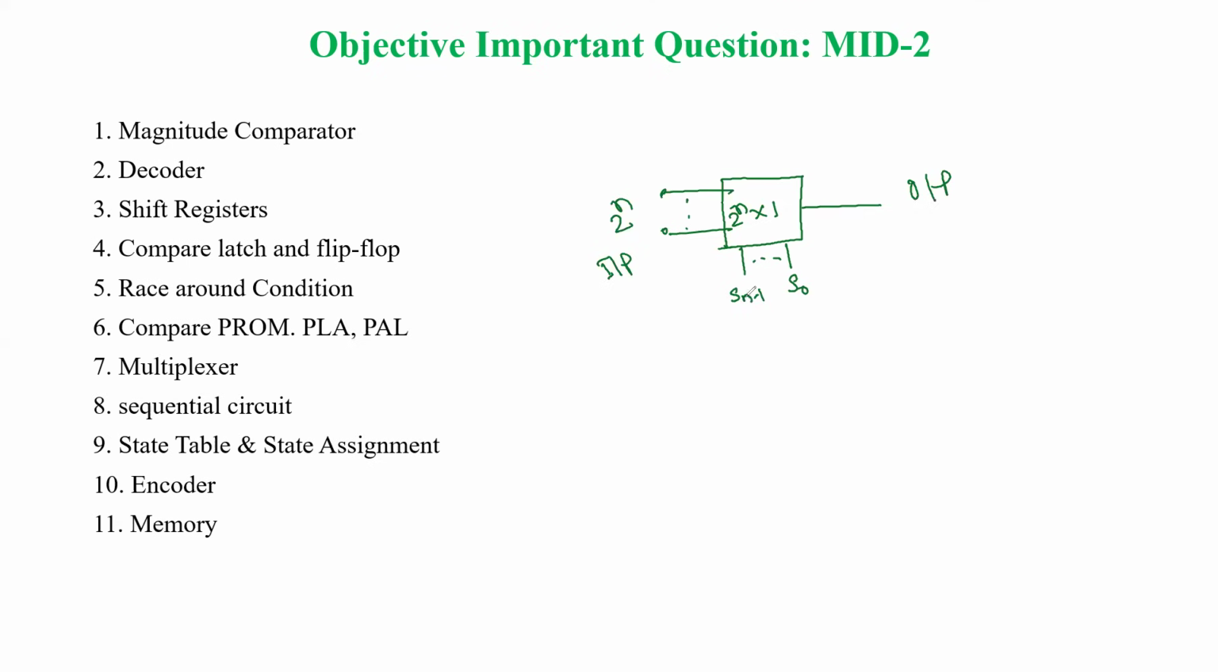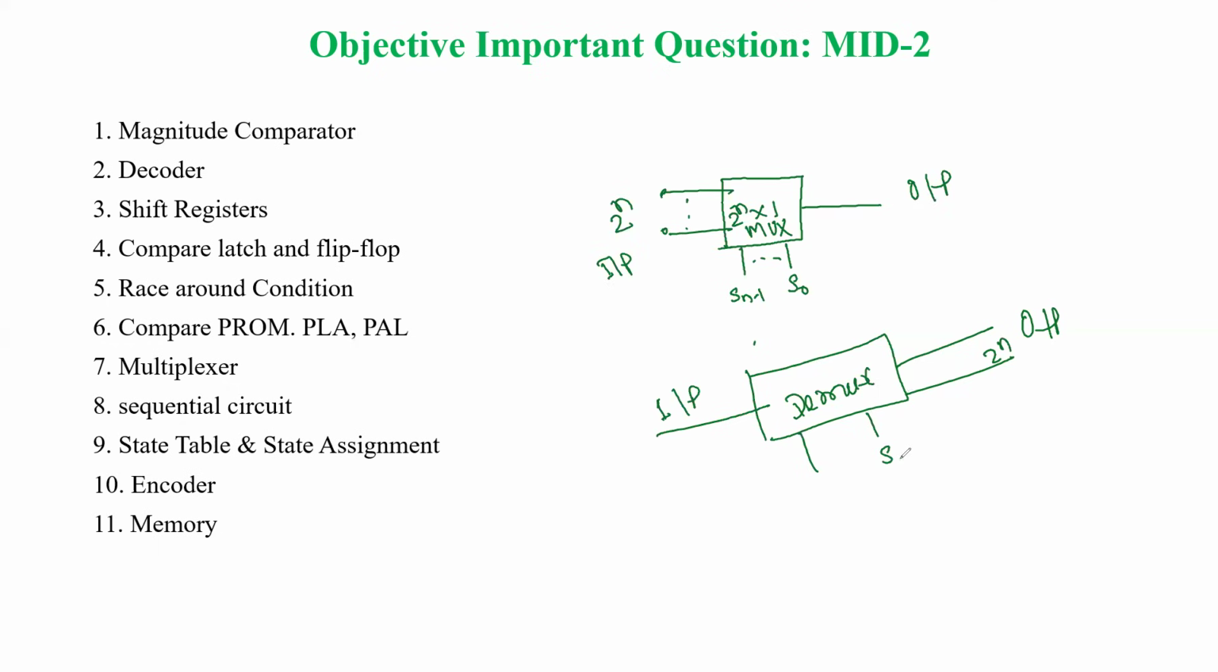That selection line will start from S0 and go to S(n-1). Similarly, you have demultiplexer. So demultiplexer is the opposite of this. This is the mux, and if you reverse this, you will get the demux. In case of demux, we have only one input and maximum outputs, that is 2 to the power n. And again here we have selection lines, S0 to S(n-1). So the size of the demultiplexer will be 1 cross 2^n.